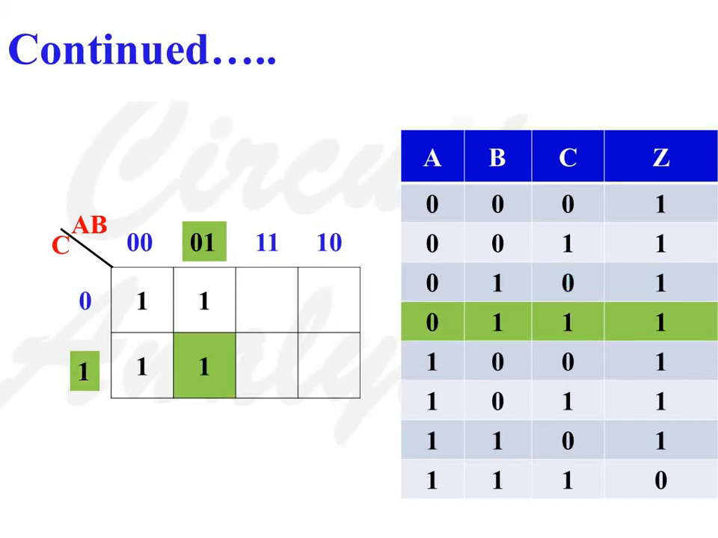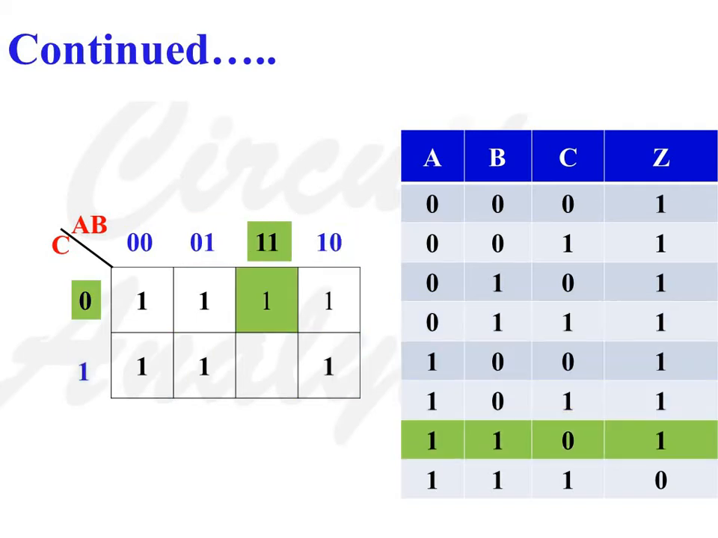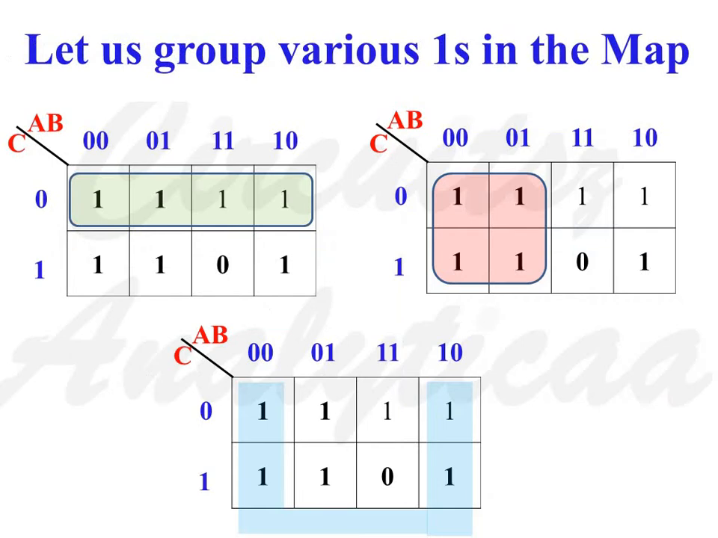Next input combination is 0, 1, 1. Output Z is equal to 1. Locate the cell whose binary value is 0, 1, 1. Enter 1 into that cell. In this way, fill remaining cells of the K-map. So this is the completed K-map with all cells filled with ones and zeros.